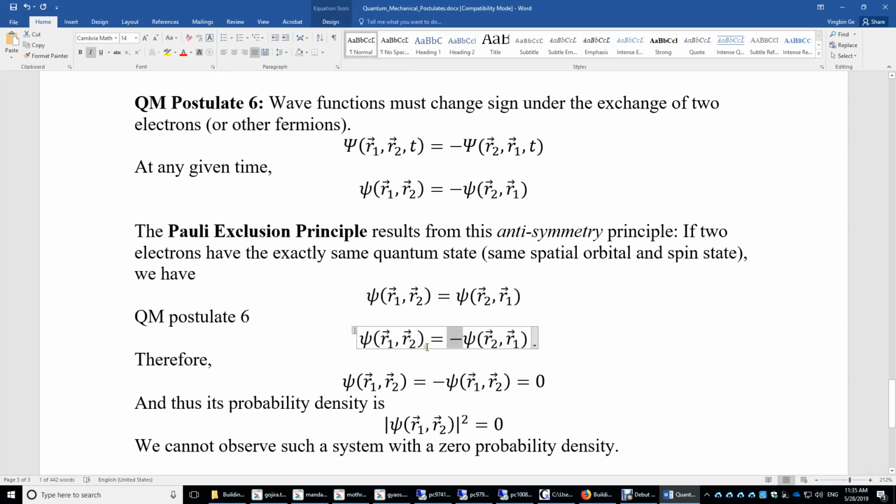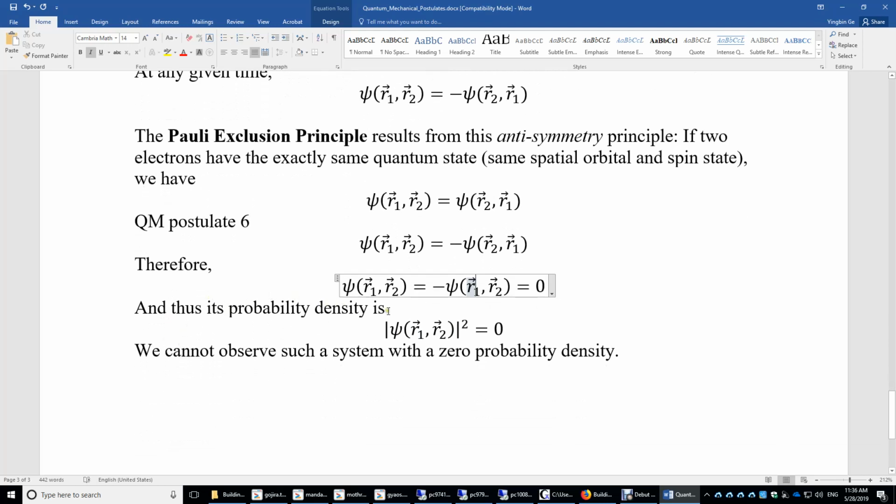What does that tell you? It tells us the wave function psi of electron 1 and electron 2 is equal to negative psi of electron 2 and electron 1. So this is equal to negative this, equals negative this. And for a wave function to be equal to negative that wave function, it has to be 0. That means the probability density will have to be 0. The result is that we cannot observe such a system with a 0 probability density, and it tells us it's impossible to observe two alpha electrons occupying the same 1s orbital in the helium atom.